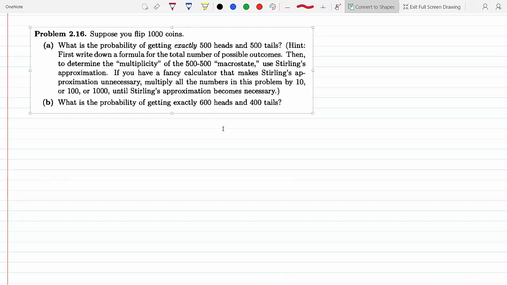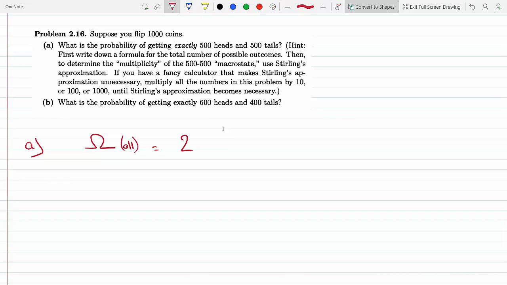We know that if we flip 1,000 coins, so I'm doing part A, the multiplicity of all, well, each coin can be either heads or tails, so each coin has 2 microstates that it can be in, and then the second coin also has 2, heads or tails, and the third coin has 2, all the way till I reach 1,000 coins. So this is just going to be 2 to the 1,000.